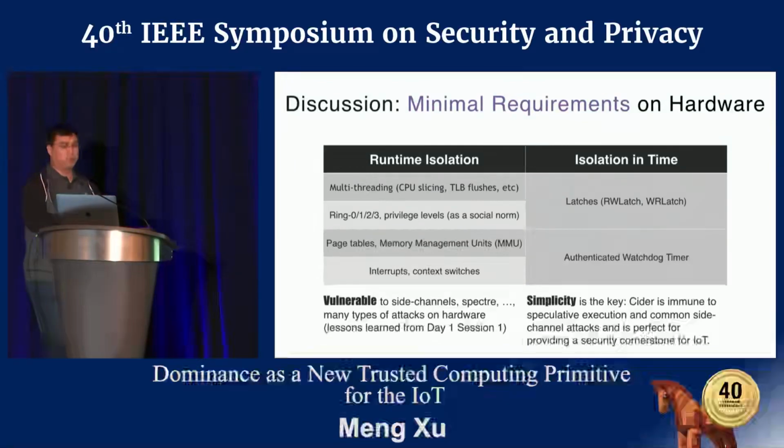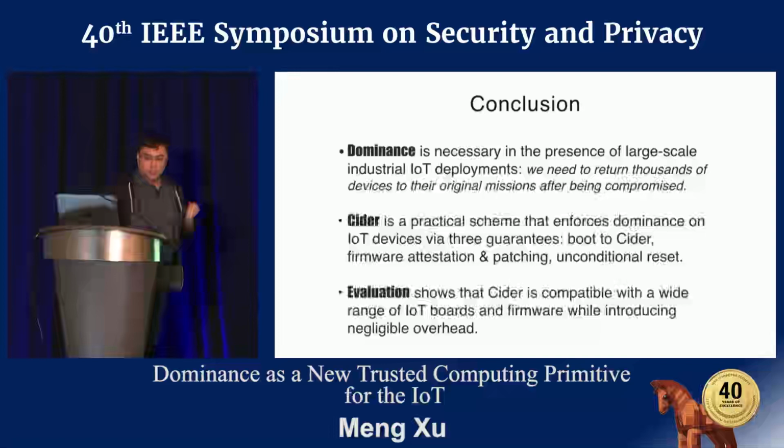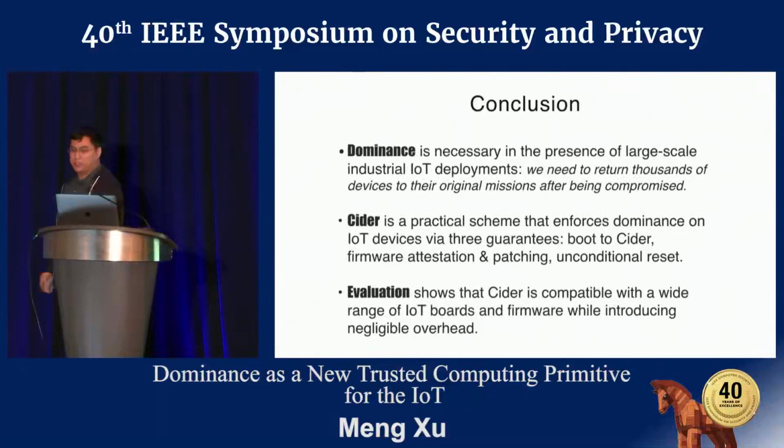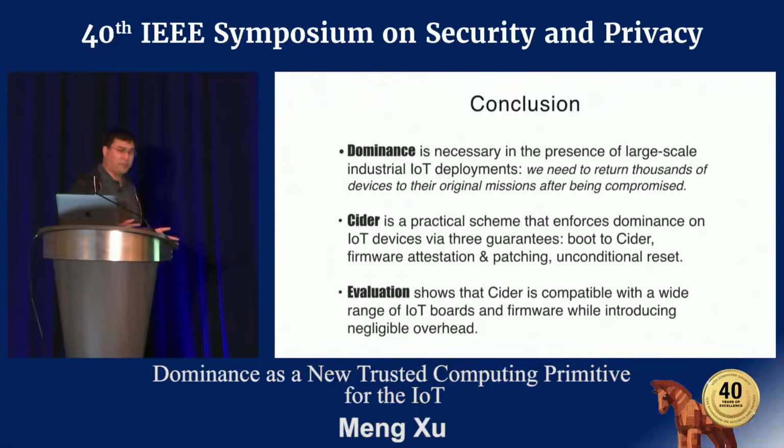So you can program your firmware however you want. You can compromise however you want. But there's always a cornerstone you can go back to once it's compromised. So in conclusion, we think that dominance is very necessary in the presence of large-scale IoT deployments. We need a scheme to return those thousands of identical devices back to their original mission. CIDR is a practical scheme that enforces dominance on those devices.